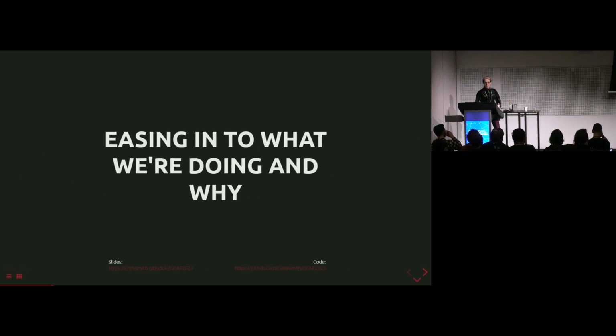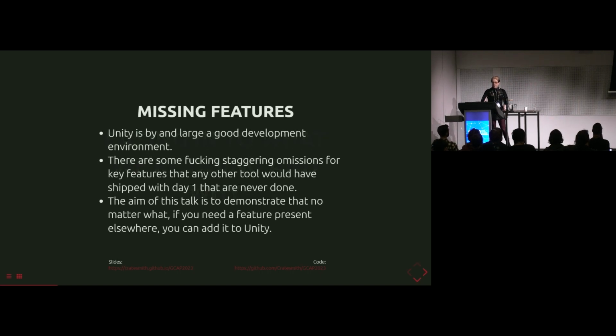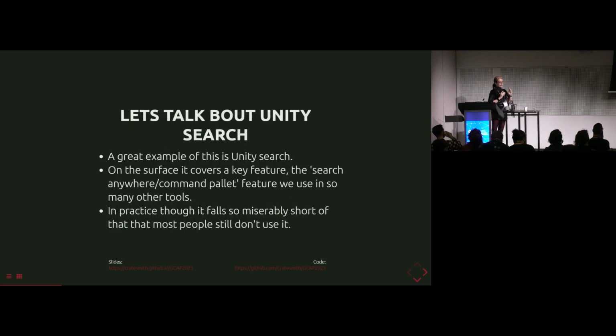We're good. Okay, so let's ease into what we're doing and talk about why. Unity is, underneath all those problems I screamed about a moment ago, still by and large a good development environment. There's just a staggering number of omissions and key features that have never been fixed. The aim of this talk is to demonstrate that no matter what, if you need a feature that's present elsewhere or you thought it up, nobody can stop you adding it to Unity, no matter where the thing is that you need to change to have it. So let's start off without actually doing too much damage. Let's talk about Unity Search.